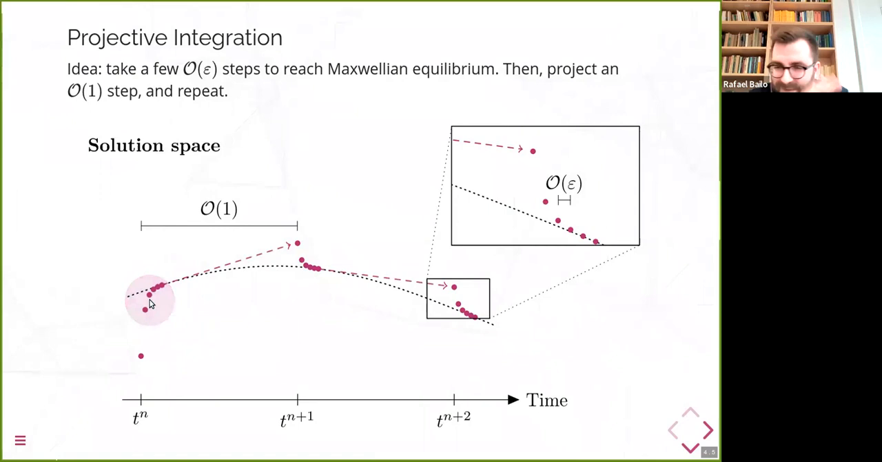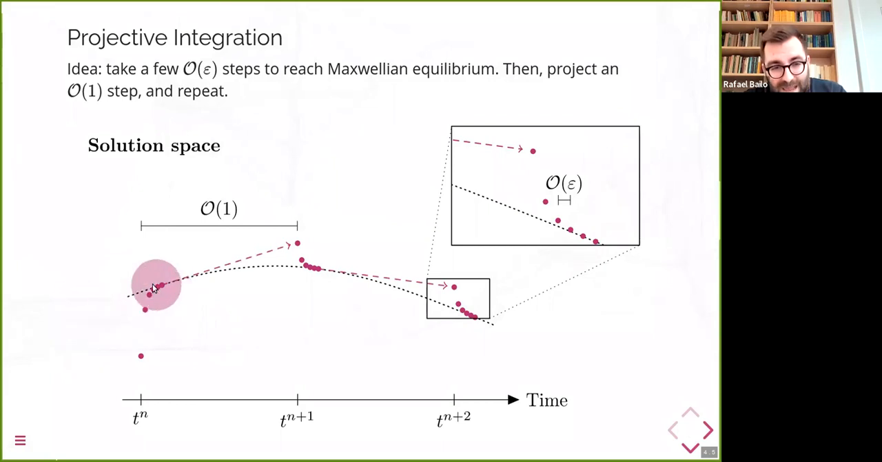So you pick your favorite numerical scheme for kinetic equations. Say you do forward-Euler for simplicity. You discretize your collision operator as best you can. You take a few small steps. You arrive at this family of Maxwellians, and now you're in the right curve. Now you're in the right place.